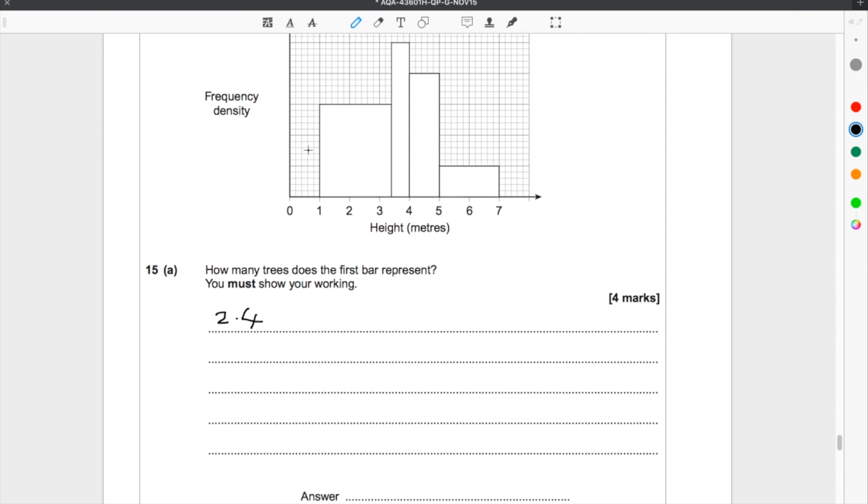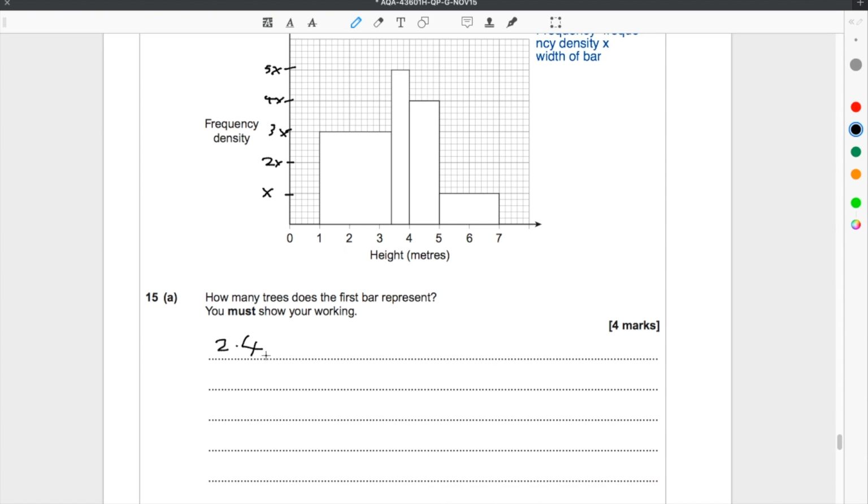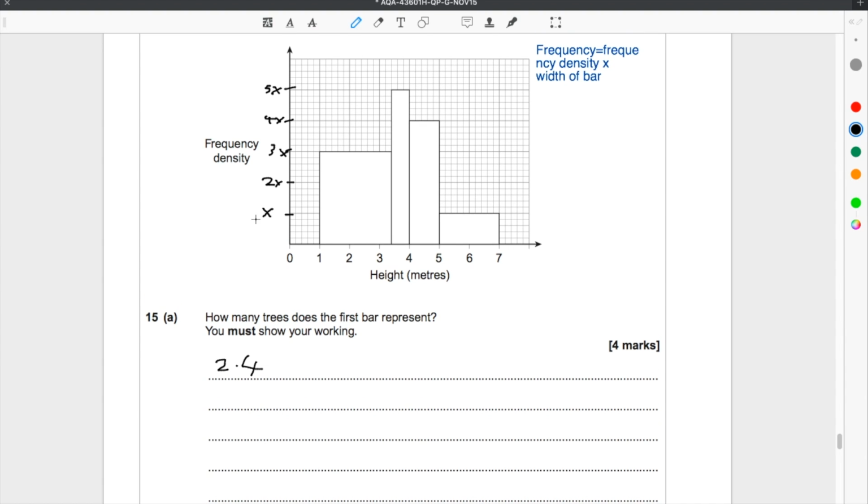And we'll call this here one of these boxes with 5 smaller ones, so one of these size boxes, x, in which case this will be 2x, this will be 3x, 4x, 5x, and so on. And by doing this, we can actually work out an equation to solve.